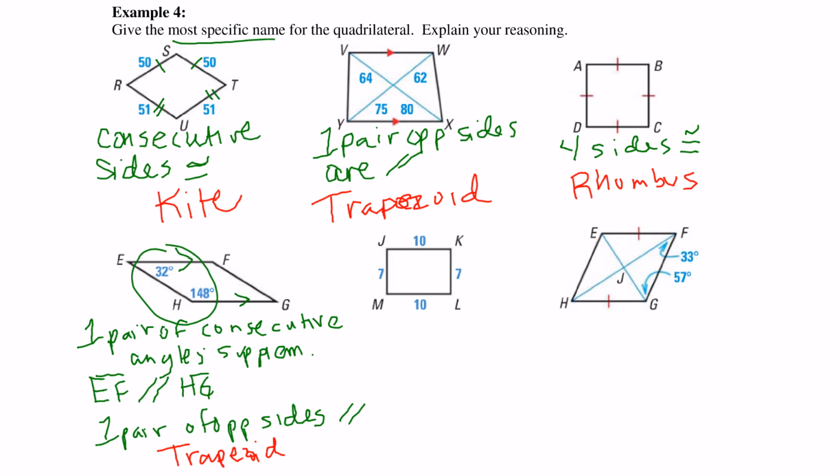For this fifth figure, we have two pairs of opposite sides that are congruent to each other. And the only figure we can say this is true about is just a regular parallelogram.